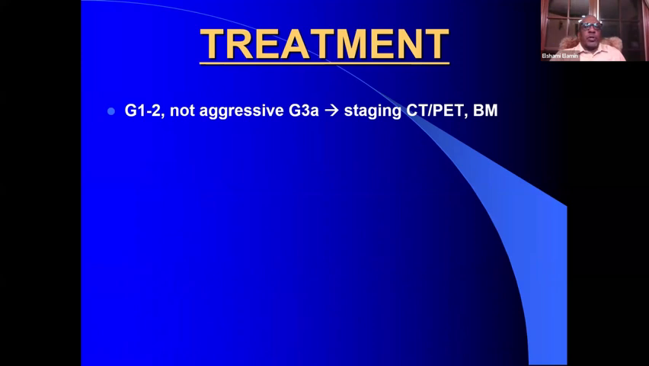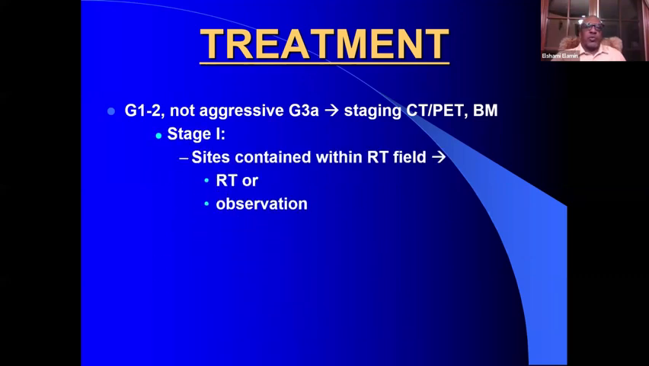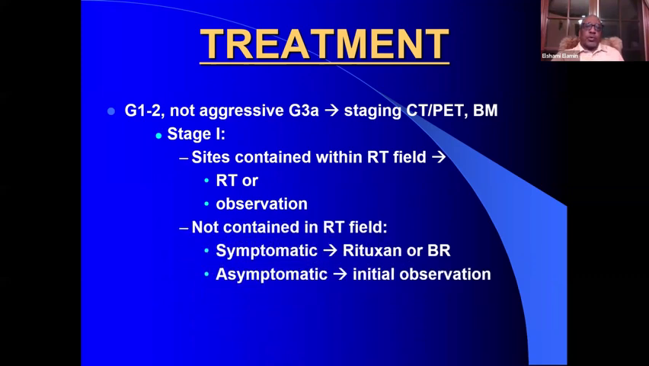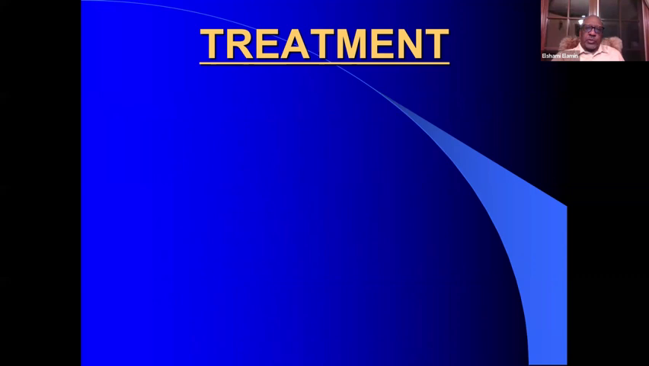For grade 1 or grade 2 follicular lymphoma and not aggressive grade 3A, staging, we do staging, CT, PET scan, bone marrow may be needed. So for stage 1, site contained within RT field, you may offer them radiation, otherwise you may just observe. Not contained in an RT field, symptomatic, rituximab or BR, bendamustine rituximab, asymptomatic, initial observation.